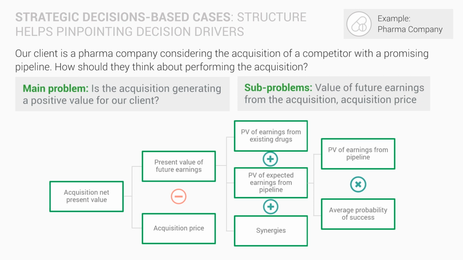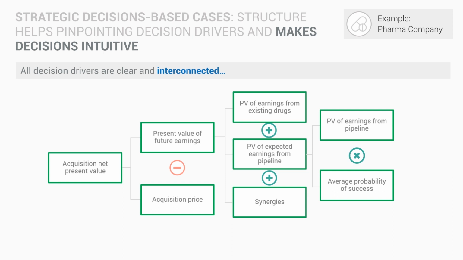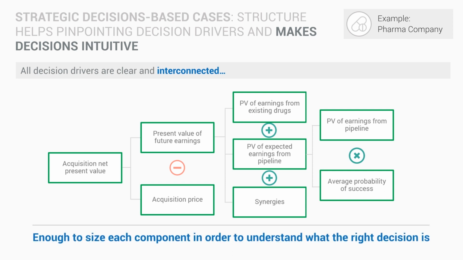their probability of success. This tree structure will help you identify the subproblems, such as acquisition price, the value of future earnings from the acquisition, or the average probability of success of new products. A key to note in this structure is that all decision drivers are clear and interconnected. This makes the decision-making process intuitive. It would be enough to establish the size of each component in order to understand what the right decision is.